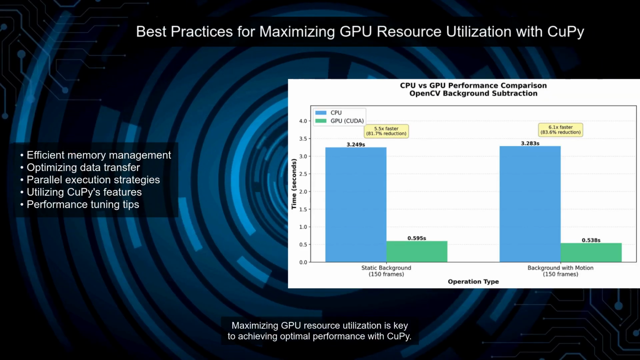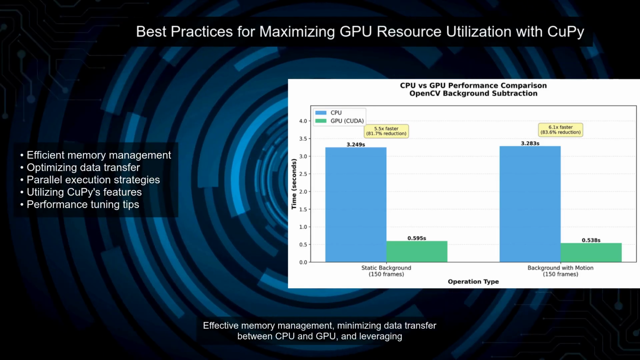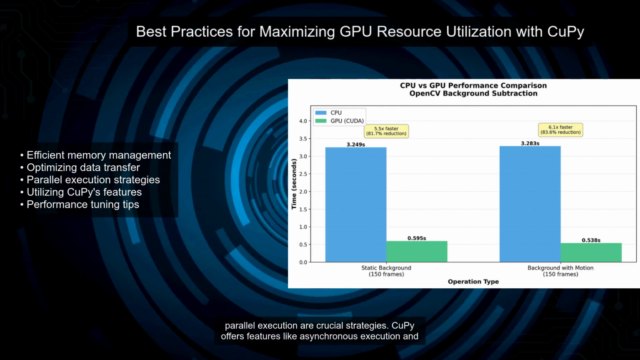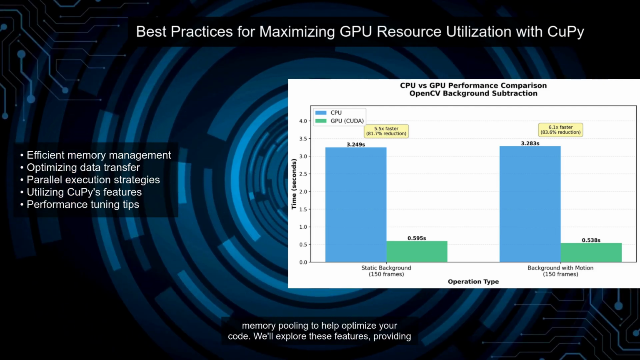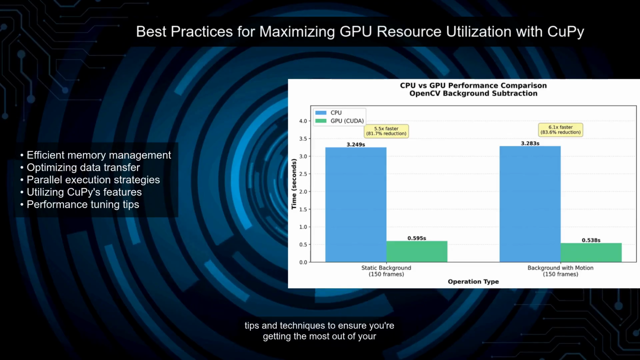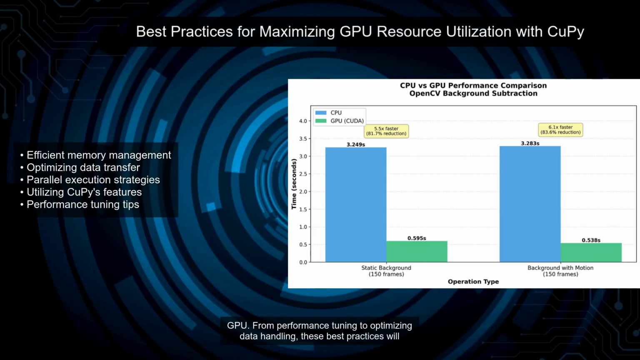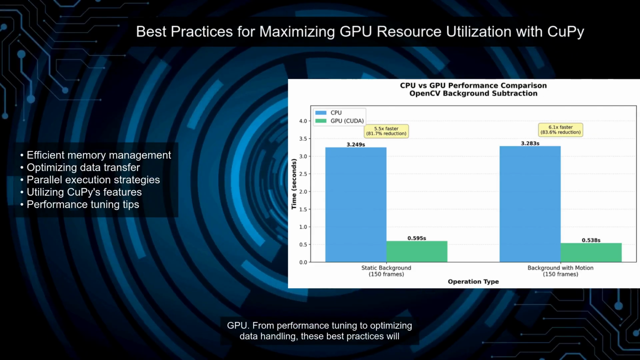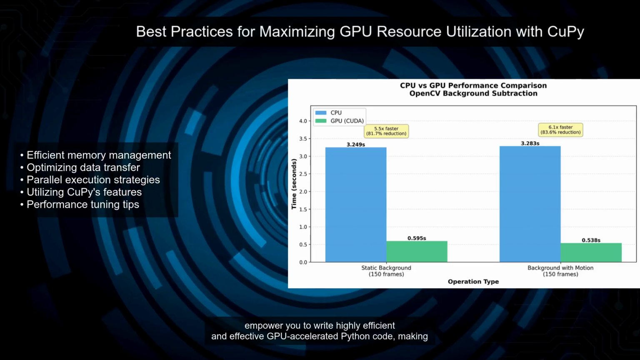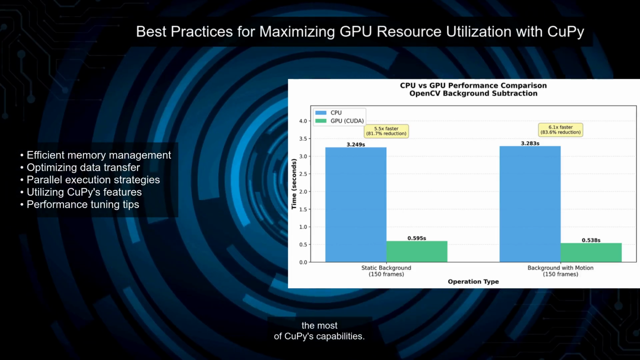Maximizing GPU resource utilization is key to achieving optimal performance with CuPy. Effective memory management, minimizing data transfer between CPU and GPU, and leveraging parallel execution are crucial strategies. CuPy offers features like asynchronous execution and memory pooling to help optimize your code. We'll explore these features, providing tips and techniques to ensure you're getting the most out of your GPU. From performance tuning to optimizing data handling, these best practices will empower you to write highly efficient and effective GPU-accelerated Python code, making the most of CuPy's capabilities.